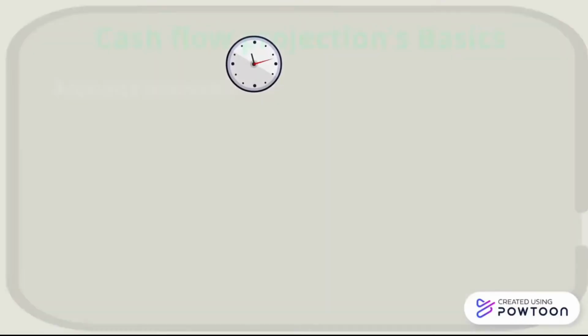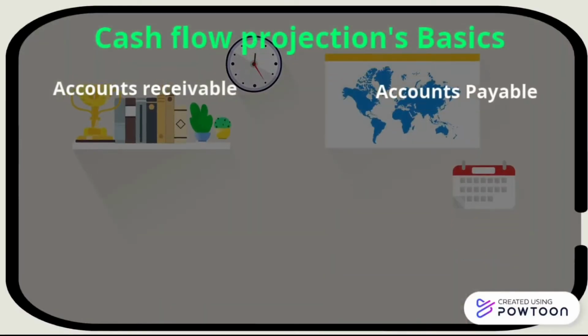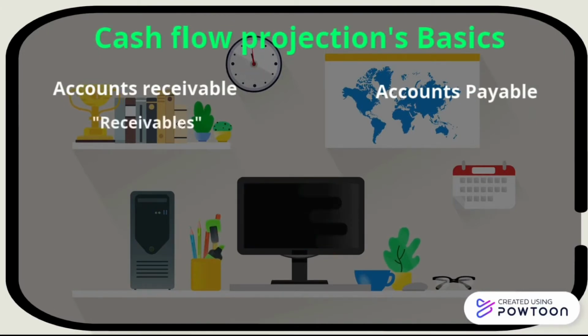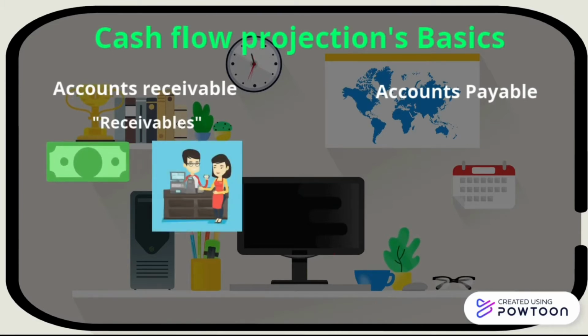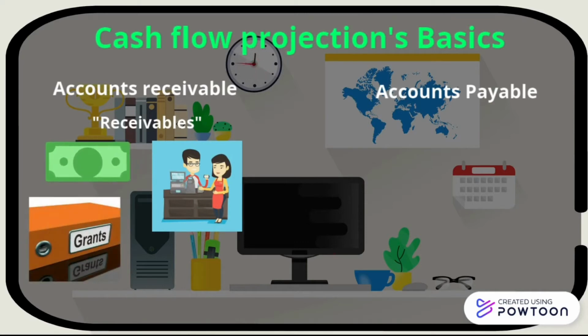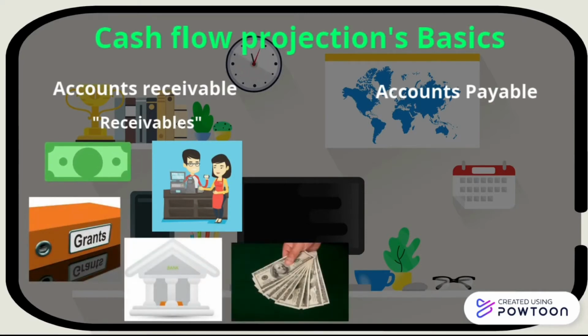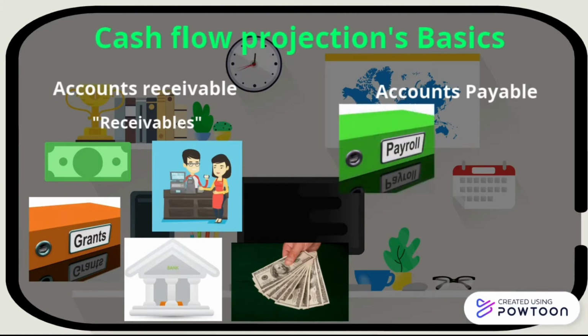Accounts receivable and accounts payable are two concepts that must be grasped in order to properly create a cash flow projection. The term receivables refers to the money that a company expects to receive in the form of customer payments and deposits, as well as government grants, rebates, and even bank loans and lines of credit. Accounts payable, on the other hand, refers to anything that the company will need to spend money on in the future.